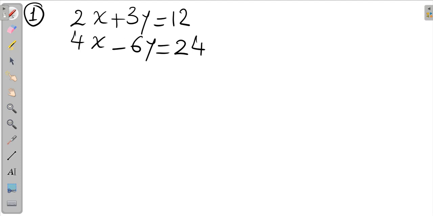Okay, you know from the previous lessons that if you have 6y minus 6y, the sum of them is equal to 0. So you want to eliminate y, but there is a problem. There is 3y in equation 1, and minus 6y in equation 2. How to make this 3 into 6? By simply multiplying the whole first equation by 2.